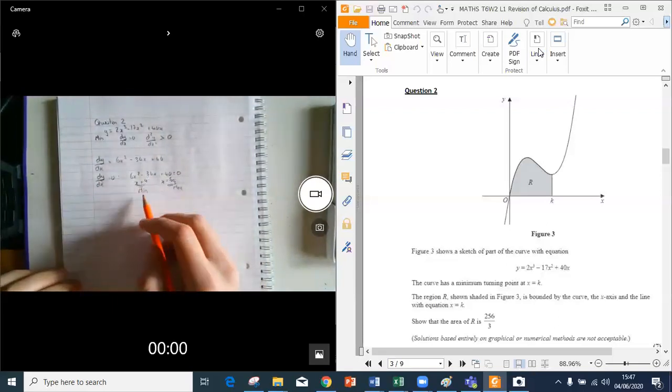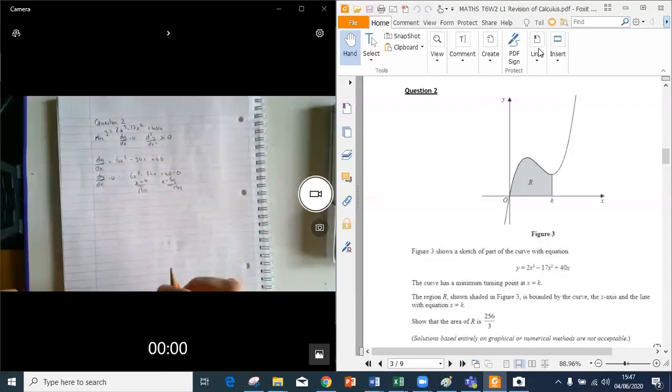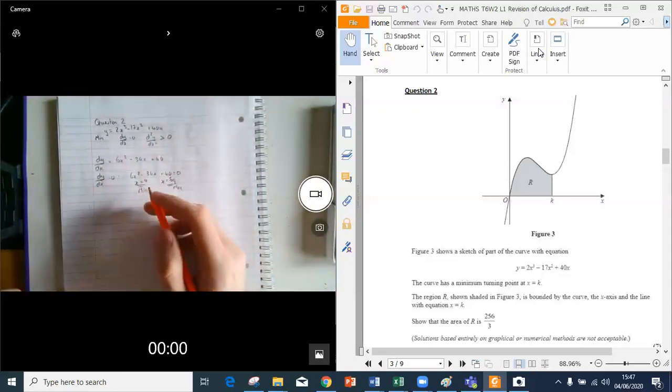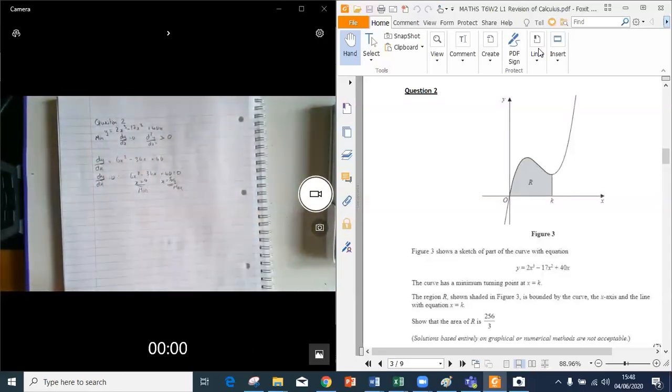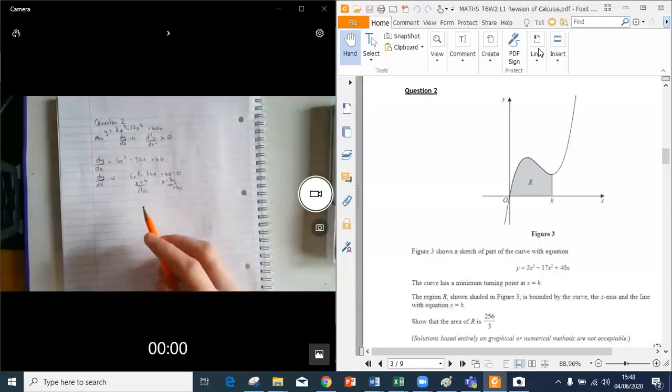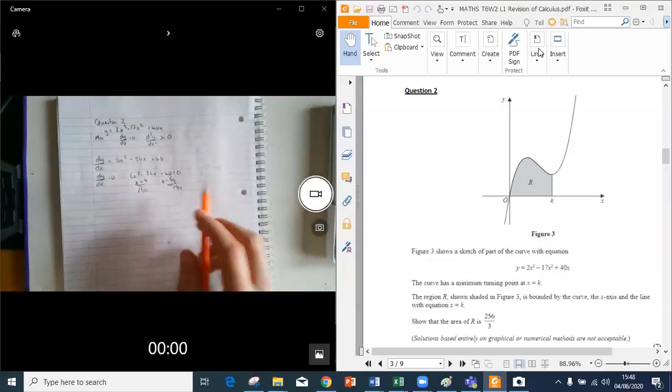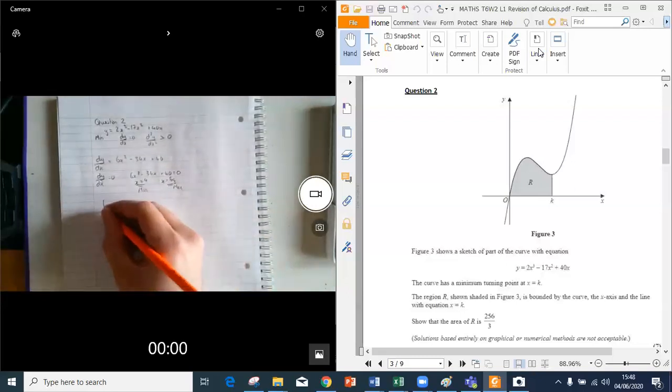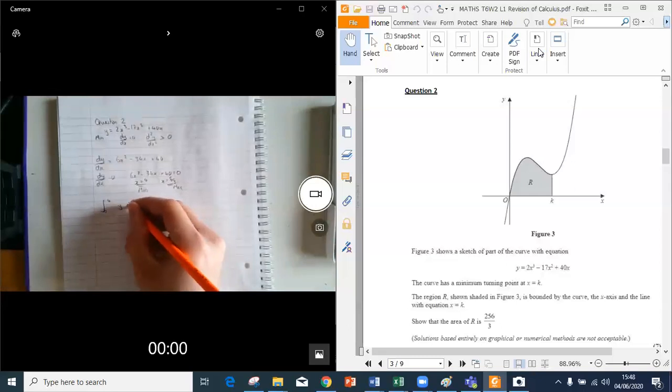Okay, so I've got the coordinate for the minimum point, the x coordinate. I haven't got the y one. I'm not going to work it out until I'm told if I need it. And now to get the area, well, the area under the curve means integrate, and we're going to integrate from 0, the origin, to x equals k, which is 4. So we're going to integrate from 0 to 4, y.